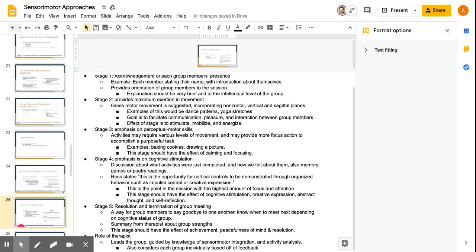The role of the therapist is to lead the group, guided by knowledge of sensorimotor integration and activity analysis. Also, the role of an OT is to consider each group individually based off of feedback in the client-centered interview.